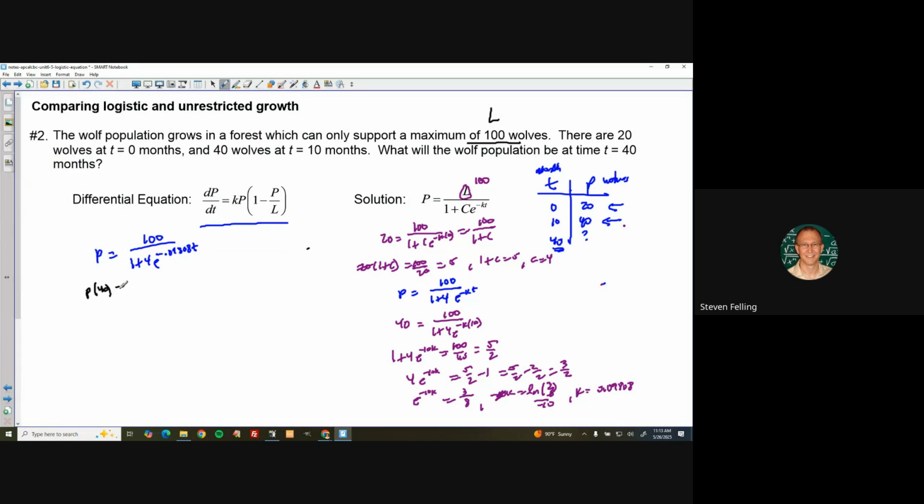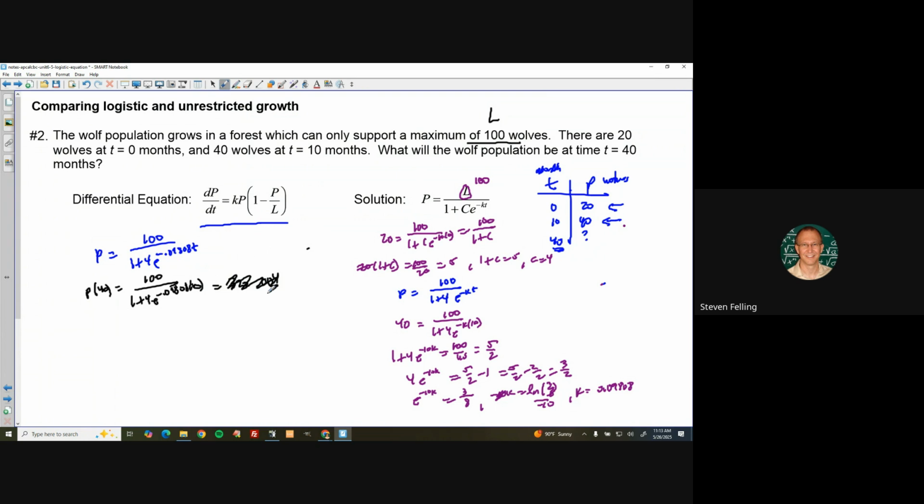Population at time 40 is 100 over 1 plus 4e to the minus 0.09808 times 40, which turns out to be 320.004 wolves. Is that right? That can't be right because that is larger than the other one. And that wouldn't be possible because that would be over the maximum number of wolves. So my answer key is wrong. Let's do this over again.